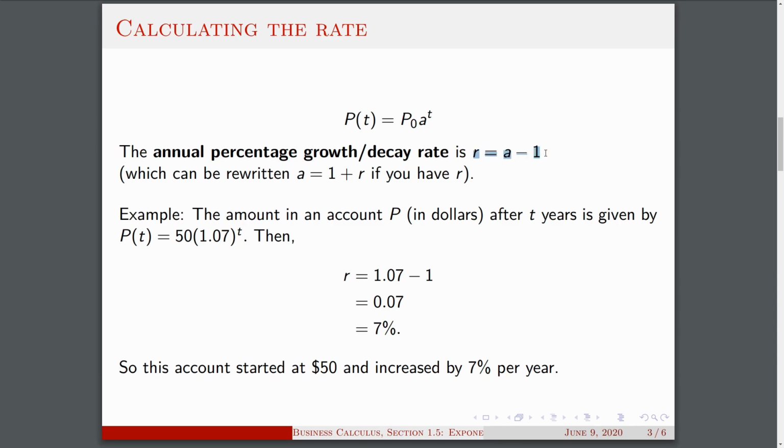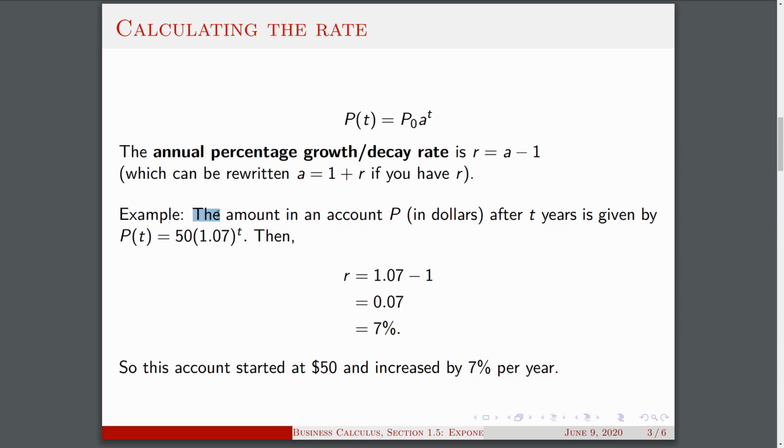So remember this formula. You might write it down a couple times, see if you can memorize it. And then if we add 1 to this formula, we get this. So if we have the growth factor, we can get the rate. If we have the rate, we just add 1 and we get the growth factor. So we can go between those. All right, let's see an example.